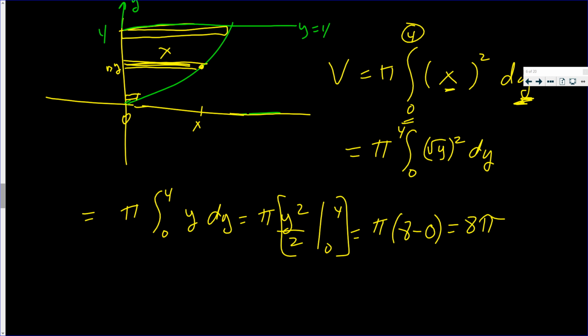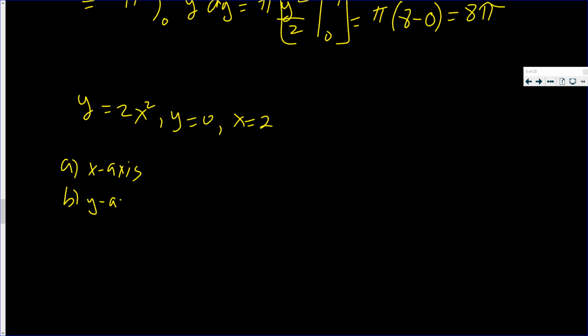So now, let us do this problem. Suppose your region is bounded by y equals 2x squared, y equals 0, x equals 2, and there are different parts. Say part A, you want to revolve about the x-axis, part B is the y-axis, and part C is about the line x equals 2.